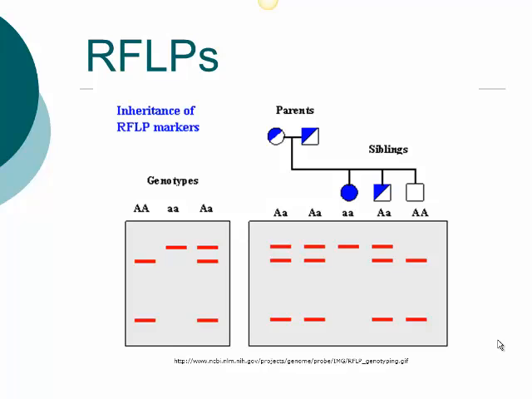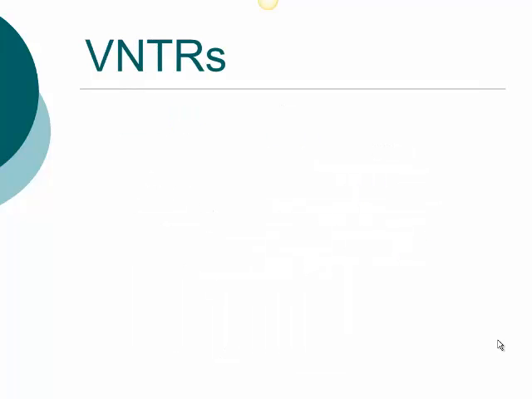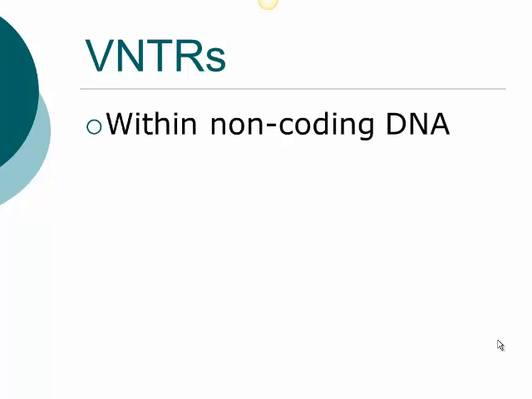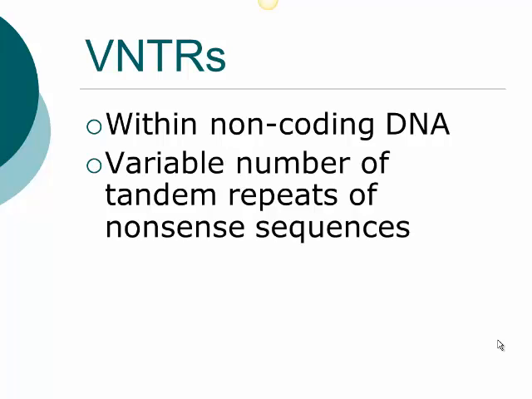So if you look at this diagram, if you cut parents and their offspring, you'll see that they'll have inherited half of each parent's, not only their genes, but their restriction fragments, which are located in the non-coding DNA. RFLPs are actually made of VNTRs, which are within the non-coding DNA, and that stands for a variable number of tandem repeats, and they're nonsense sequences.